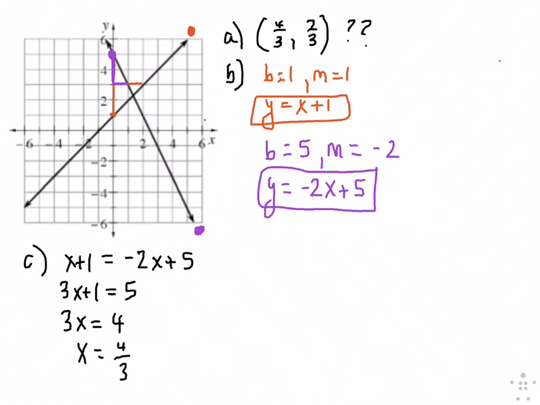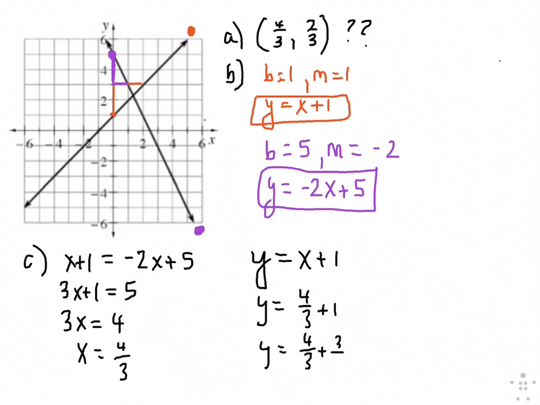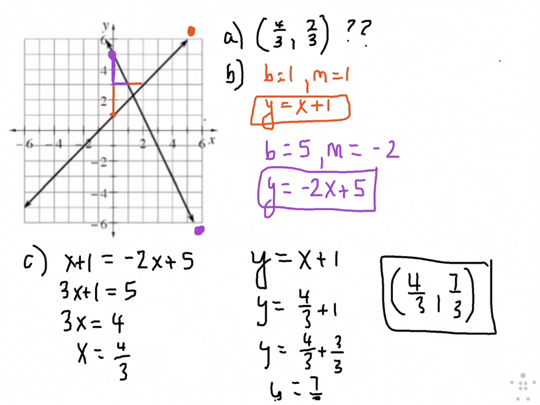Okay, now I'm going to put that into one of the two equations. I'm going to choose the first one, y equals x plus 1. So y equals 4/3 plus 1. y equals 4/3 plus 3/3. So y equals 7/3. So actually my estimate was right. It is 4/3, 7/3 is the actual answer for this problem.